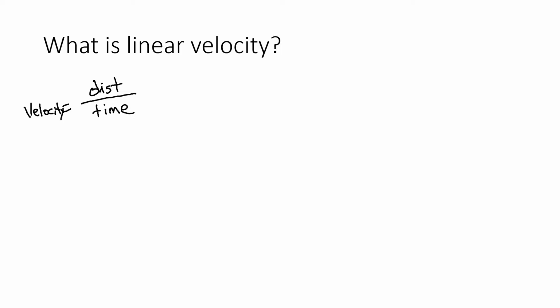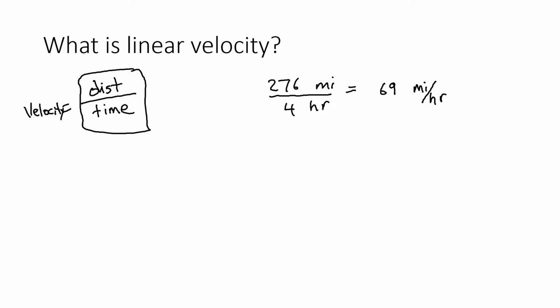For example, let's say that a car went 276 miles and it did that in 4 hours. Then what would we say? Well, we would say that the car was going 276 divided by 4, 69 miles per hour. So when we talk about linear velocity, basically linear velocity is distance over time.